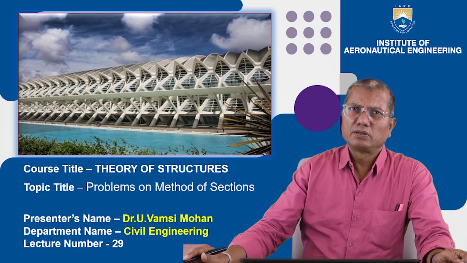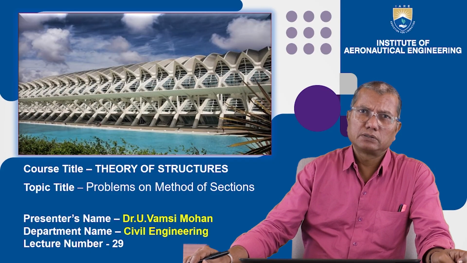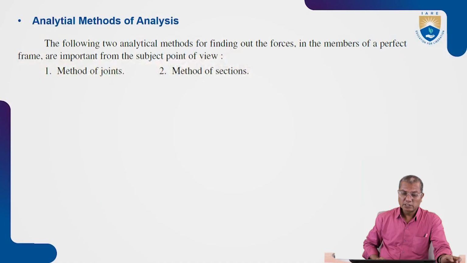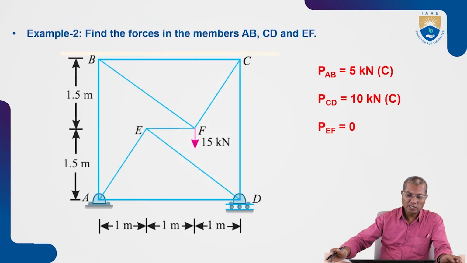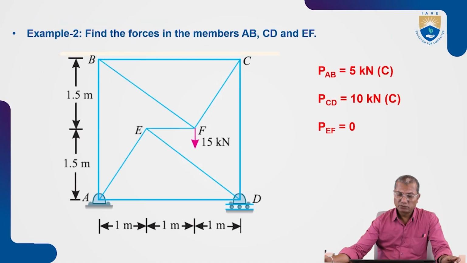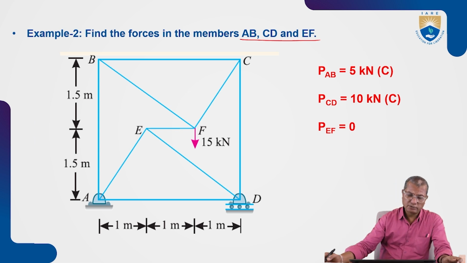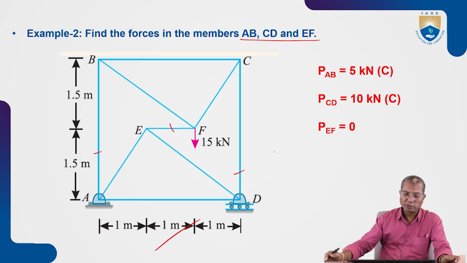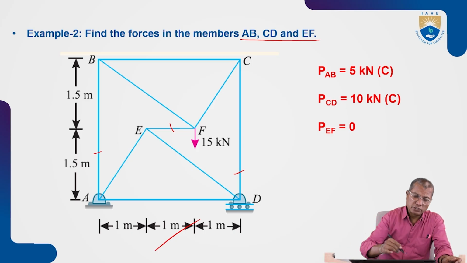In this session, I will be discussing some examples on the method of sections and the method of joints. The first example is to find the forces in the members AB, CD, and EF of the given frame. For this, we follow the method of sections. Generally, we take the section cutting all three members if possible. If not, we take two separate sections.